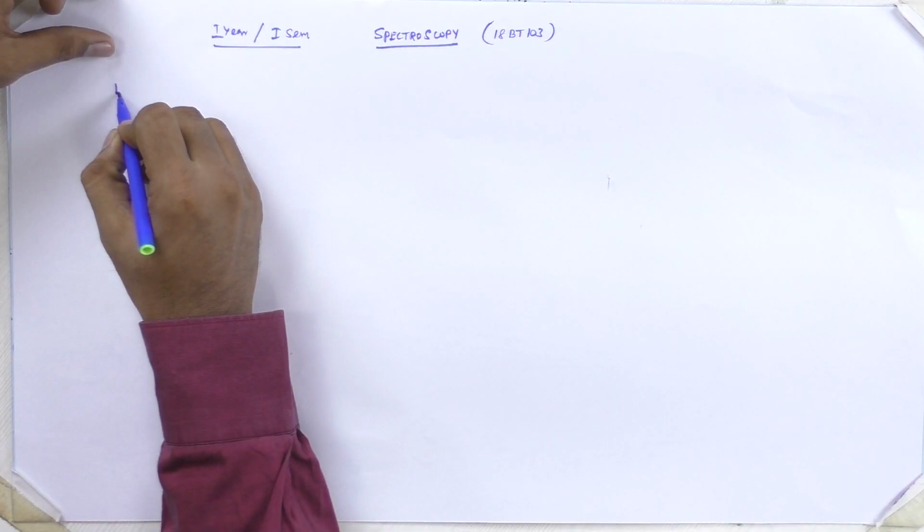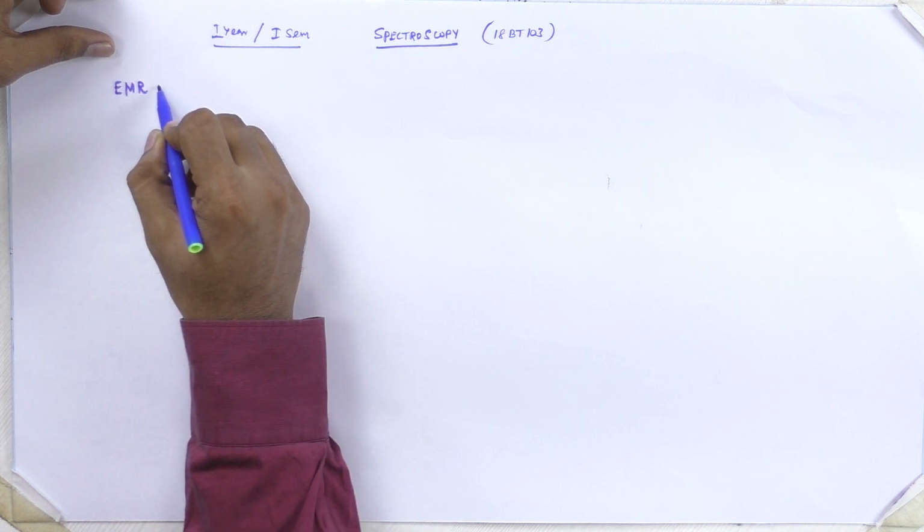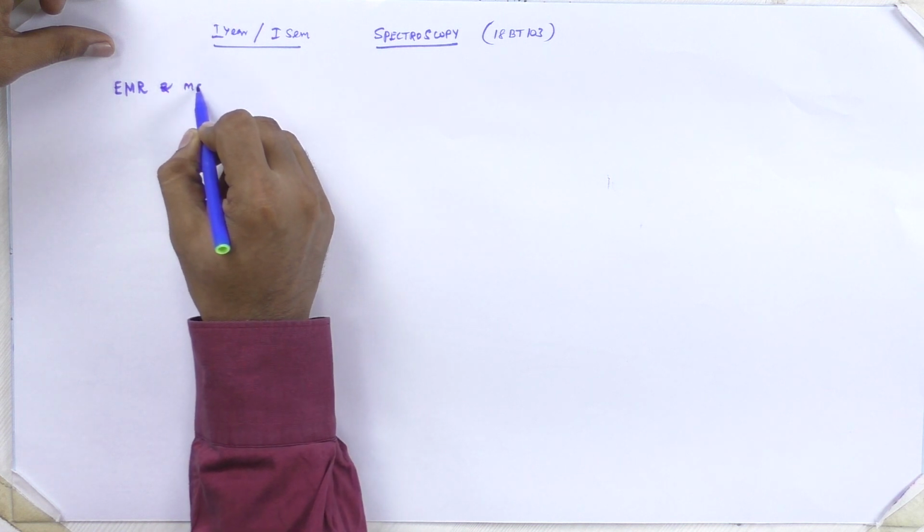Now I am going to discuss spectroscopy. So what do you mean by spectroscopy? Spectroscopy is a branch which deals with the interaction between electromagnetic radiation and matter. This electromagnetic radiation is either absorbed, transmitted or emitted by atoms, molecules or any other species.